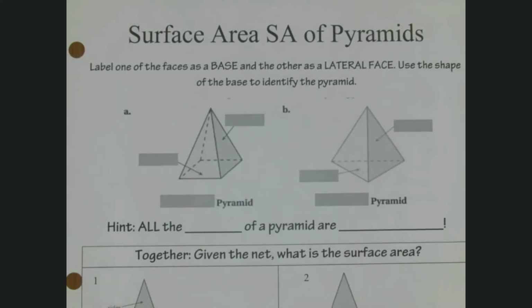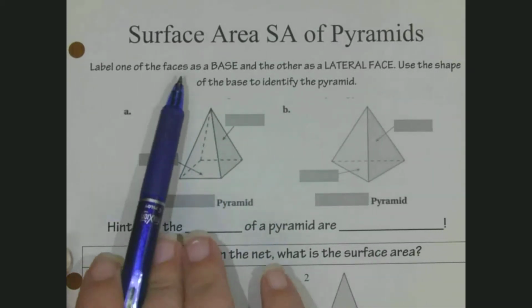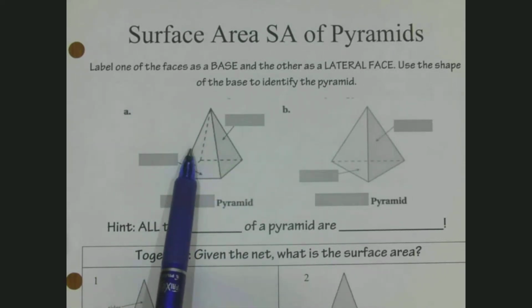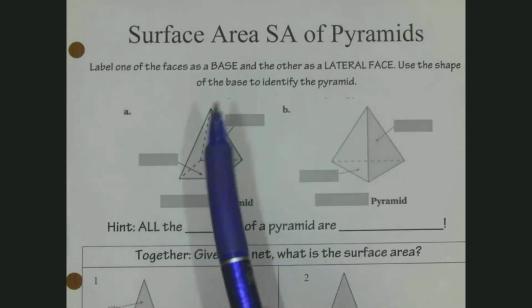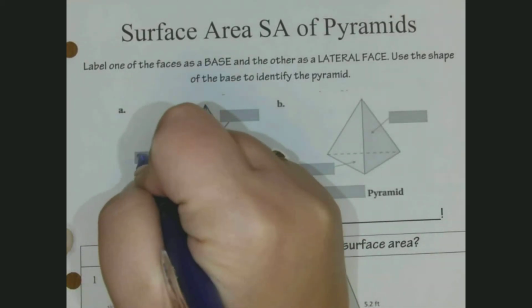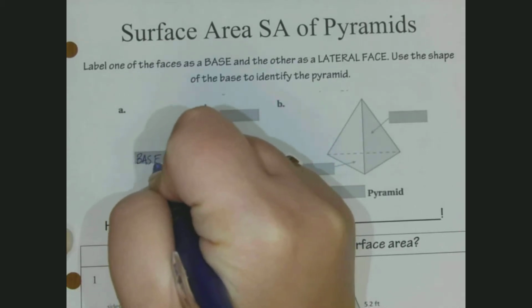Today we're going to be talking about the surface area of pyramids. And the first part we need to do is to label one of these faces as a base and the other as a lateral face. Now remember, the base is usually on the bottom. So this arrow pointing right there indicates that this is the base.